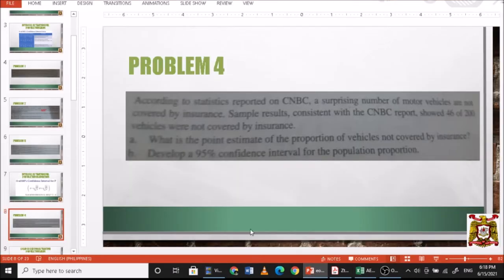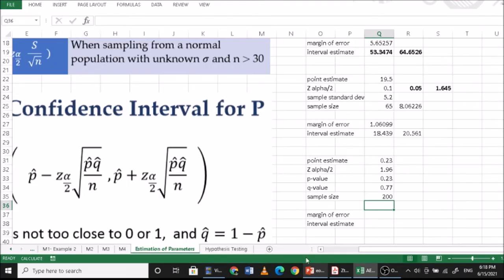Let's read the problem again. According to the statistics supporting CNBC, a surprising number of motor vehicles are not covered by insurance. Sample results consistent with the CNBC report showed 46 of 200 vehicles were not covered by insurance. So what is the point estimate? That's 46 divided by 200. And develop a 95% confidence interval for the population proportion.